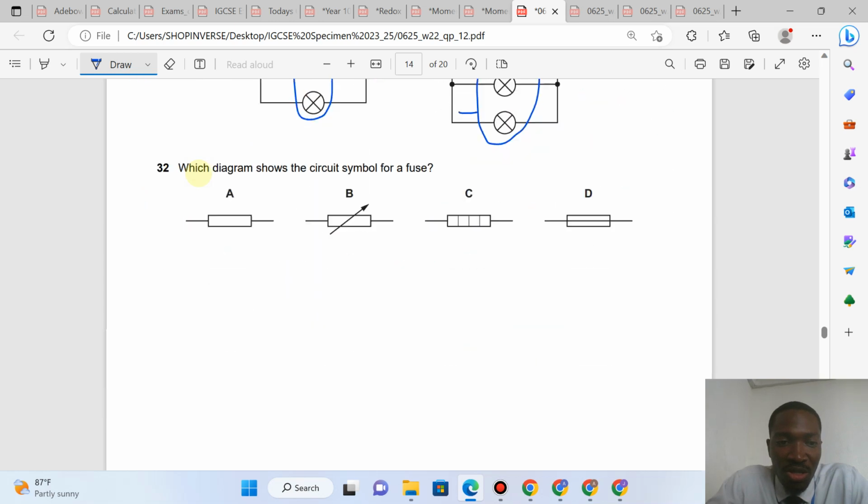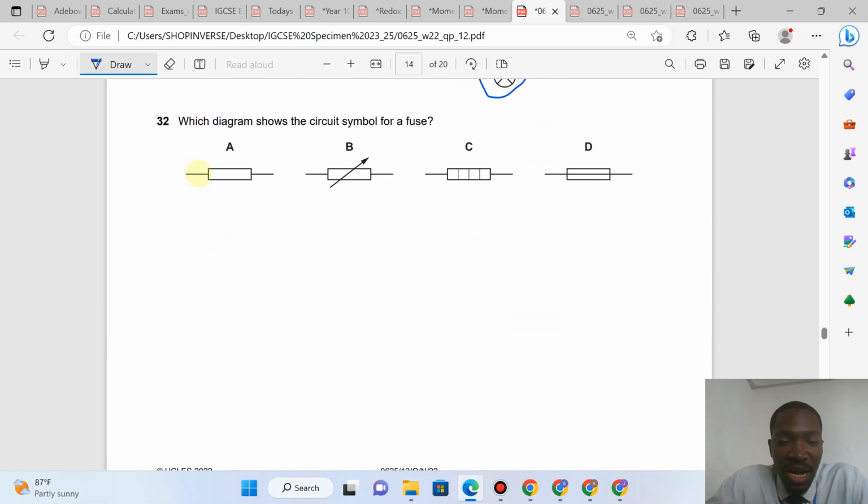We go straight to question 32. In which diagram shows the circle symbol of a fuse? This is the circle symbol of a fuse. A fuse is just a very thin wire inside an insulating casing.